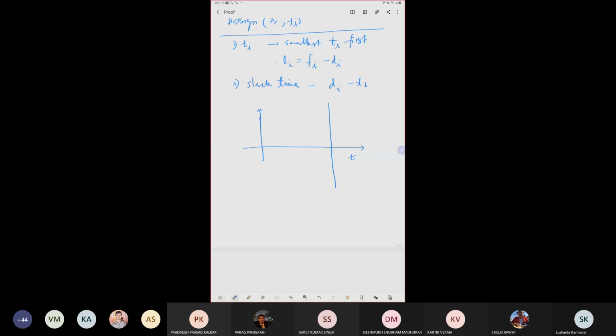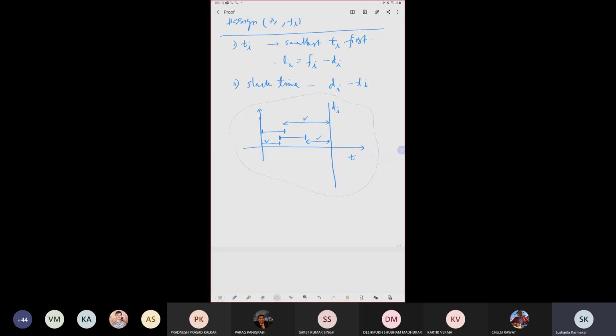Slack time is the amount of flexibility you have to shift the job left or right. You can shift this job up to here, but in this case your slack time still remains: it is now this part plus this part, and it can be shown that these two parts together equal the earlier part. More slack means more flexibility to schedule it, less slack means less flexibility. So you can think of scheduling jobs with small slack time first.